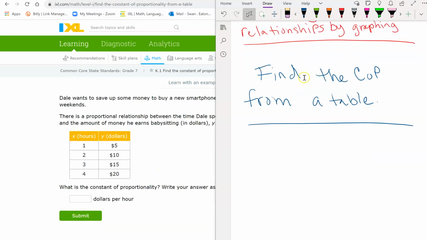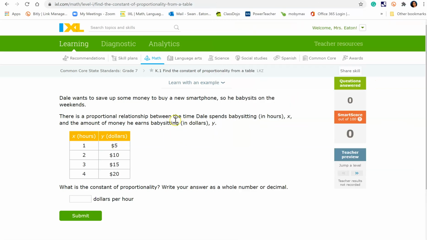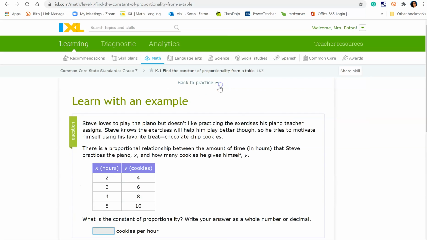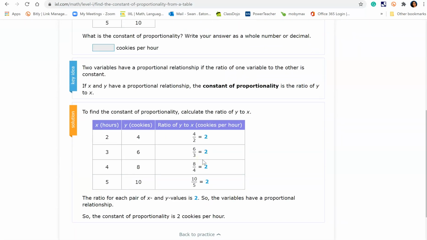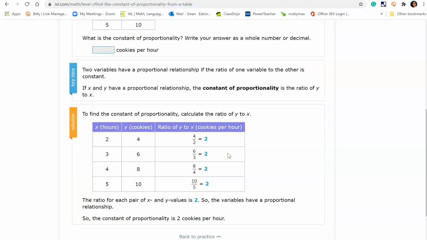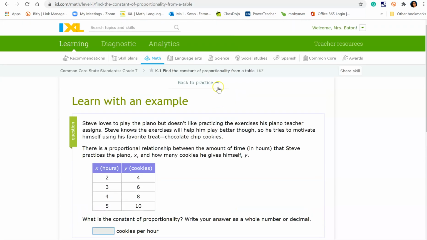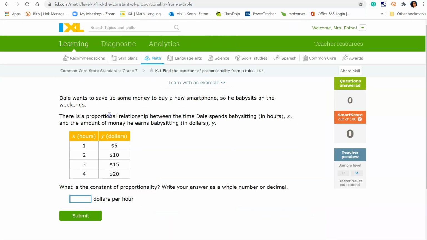Okay, so this one is find the COP, the constant of proportionality, from a table. So here we are. Remember, if you need to look at an example, make sure to click this and expand this, and it'll kind of walk you through how to do it. This is really similar to what we were doing in all of our table making during our note sessions in class. So Dale wants to save up some money to buy a new smartphone, so he babysits on the weekends.